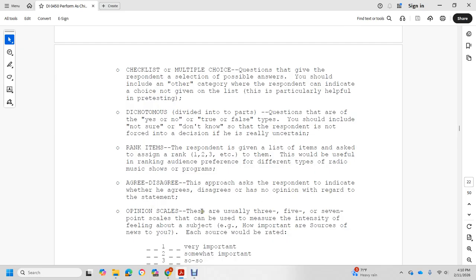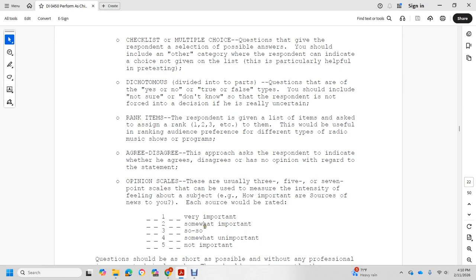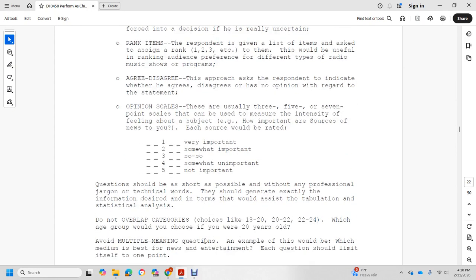Opinion scales. These are usually 3 to 5 or 7-point scales, but they can be used to measure the intensity of a feeling about a subject. For example, how important is each source of news to you? Each source will be rated: 1 very important, 2 somewhat important, 3 so-so, 4 somewhat unimportant, 5 not important.